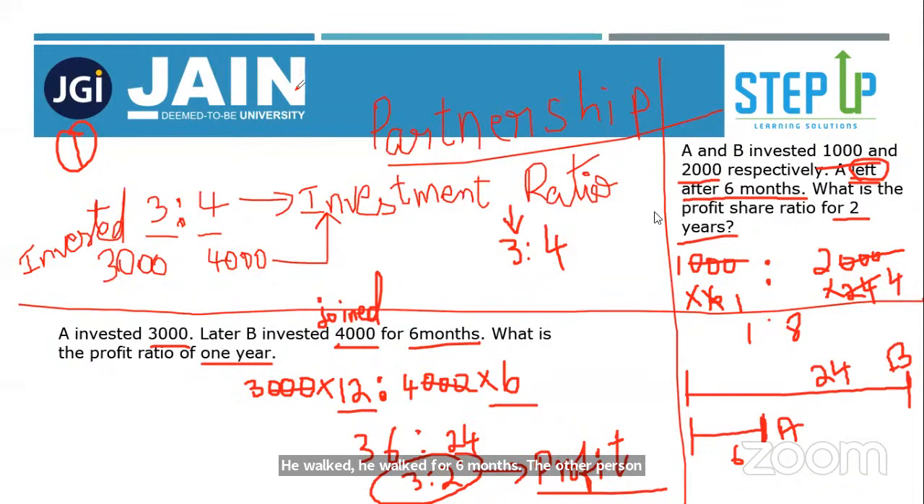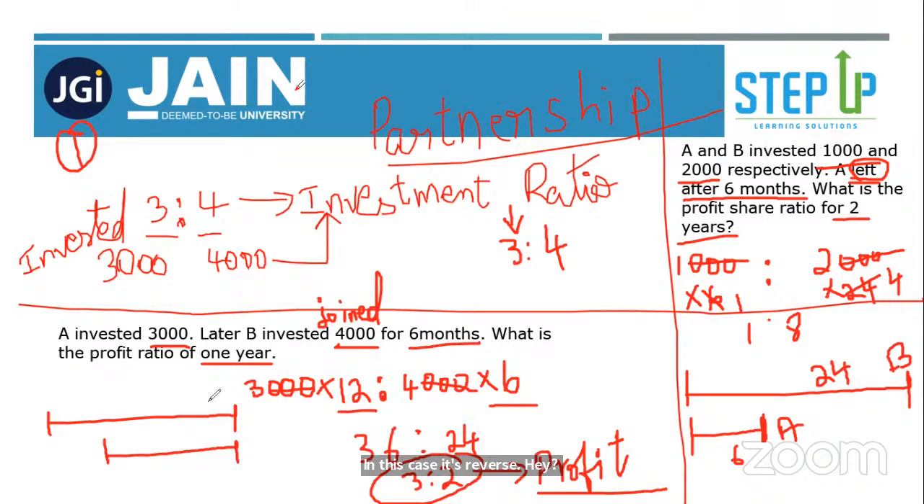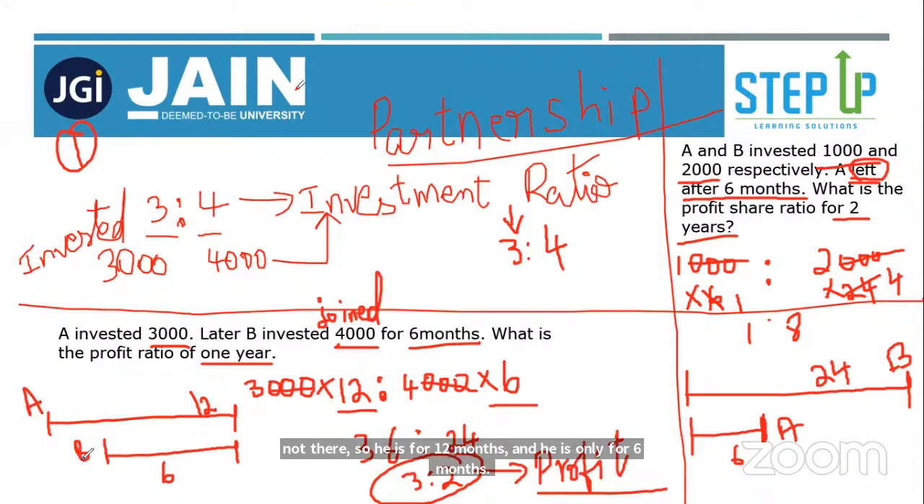Okay, now let's come to this question. In this question, it's reverse. A worked for 3,000, B later joined. That means from the beginning he was not there. So he is for 12 months and he is only for 6 months. So this is for A and this is for B. Done. This is the concept of partnership. Nothing much to do. Again, not to confuse anything more.